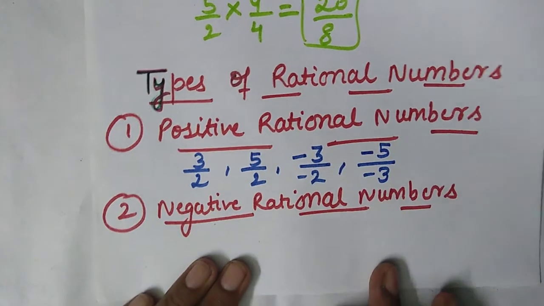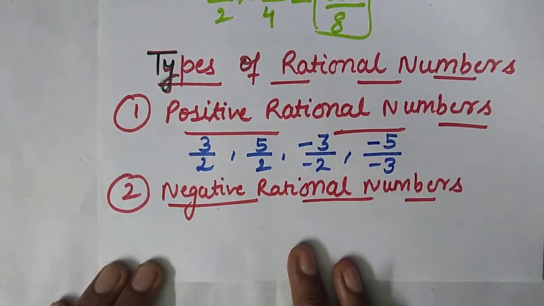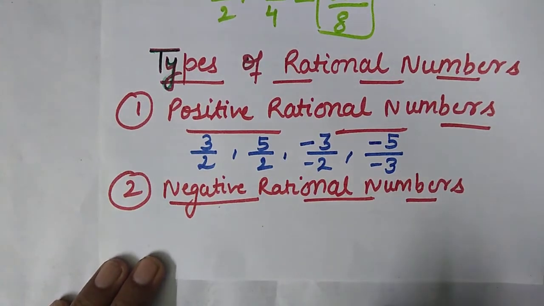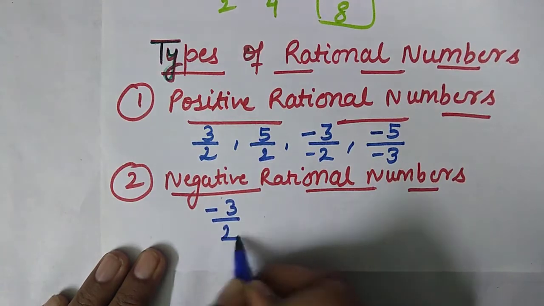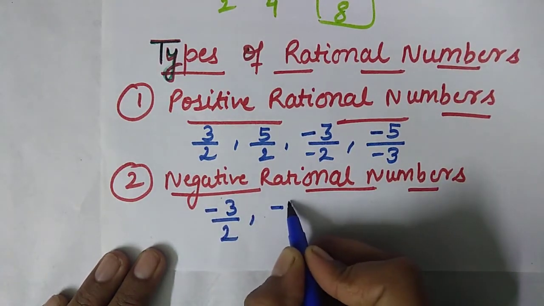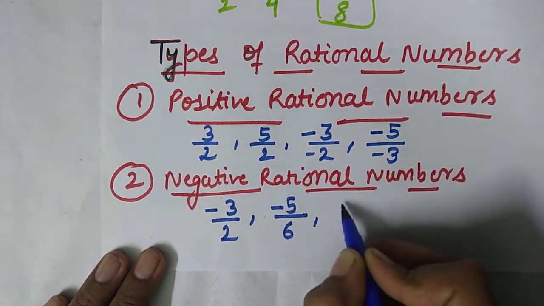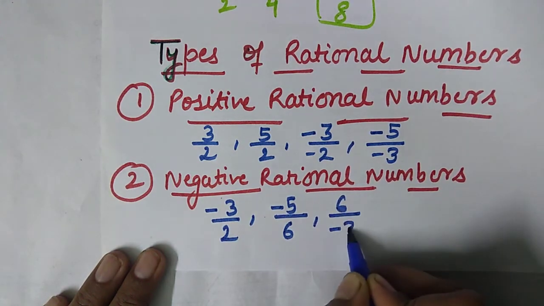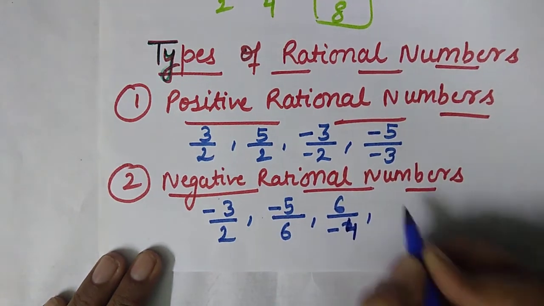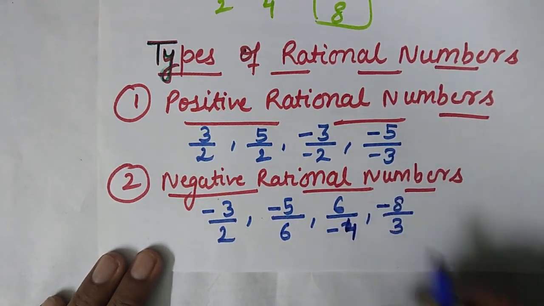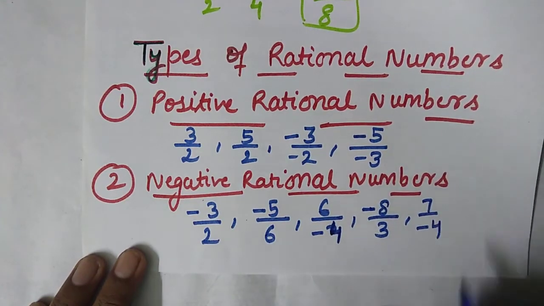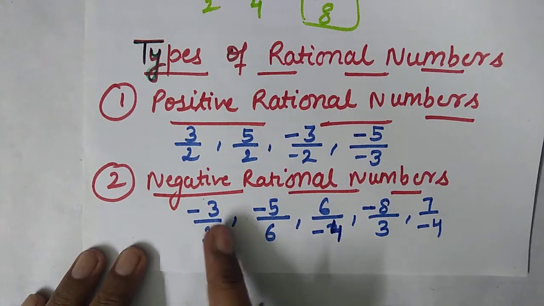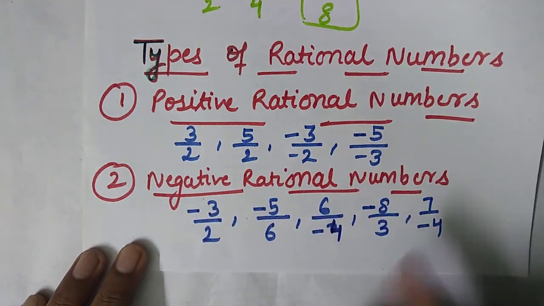Okay, now the second type is negative rational numbers. Now, what are negative rational numbers? Let me give you some examples first. Minus 3 by 2, minus 5 by 6, 6 by minus 3, minus 8 by plus 3. Okay, one more example, 7 by minus 4. So how will you define negative rational numbers?